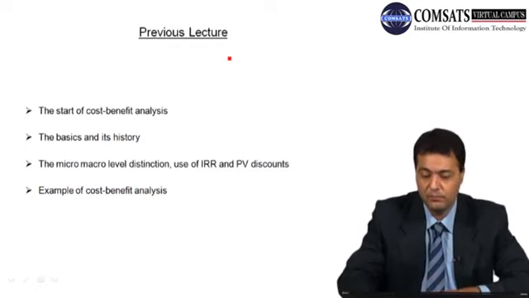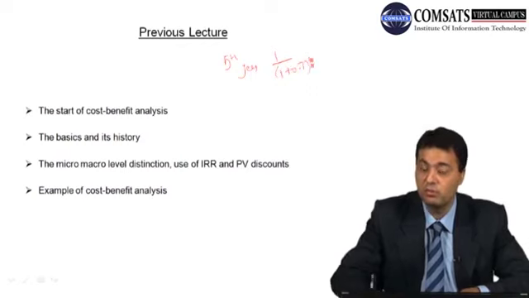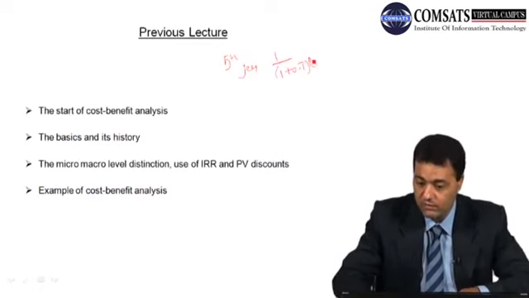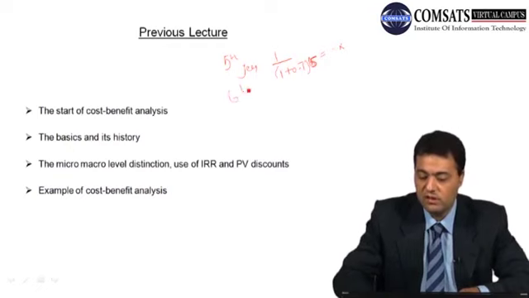Well, in the 5th year, the discount rate would be 1 over 1 plus 0.07, that is 7%, raised to the power 5. I'm sorry, this is the 5th year, so it would be raised to the power 5. Then whatever you get over here, you would use it to discount the cost and benefits. So suppose then if it is the 6th year, what would be the formula?